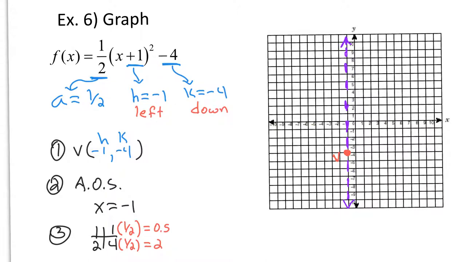So from the vertex, from here, I'm going to go 1 to the right, and then I go 0.5. So a half step up. So it's going to be right here. It's not going to be exact, but it's going to be more or less right there. And then the second point is 2 to the right and 2 up. So from the vertex, 1, 2 steps to the right, 1, 2 up. So that's going to be right here.